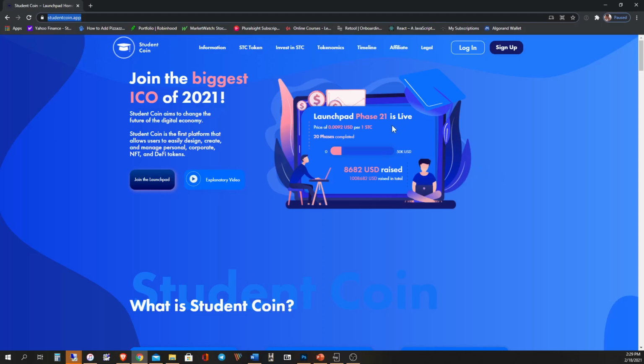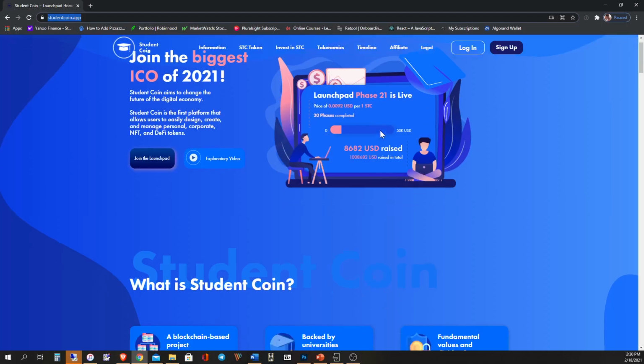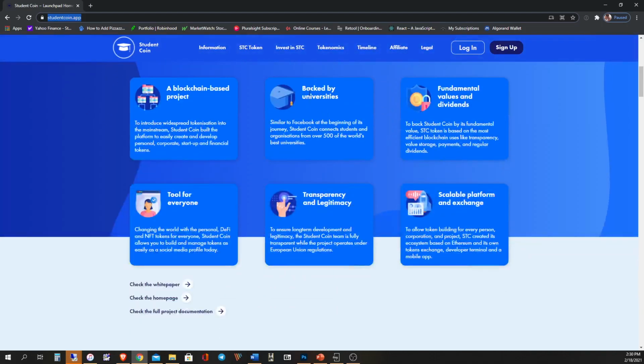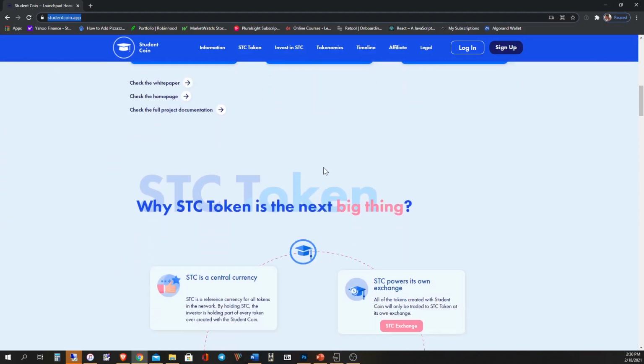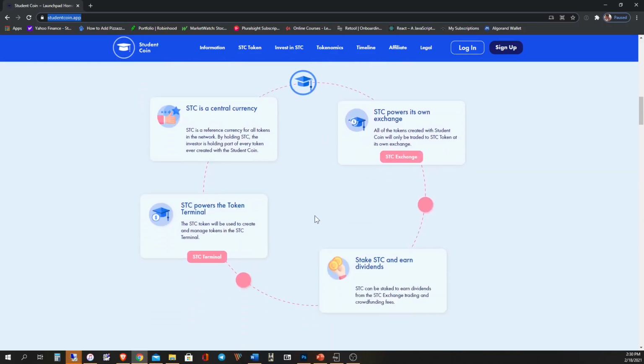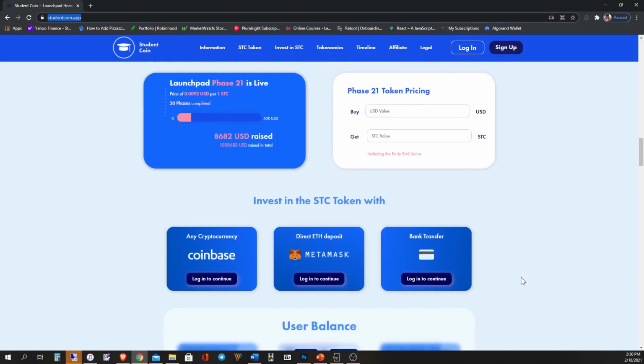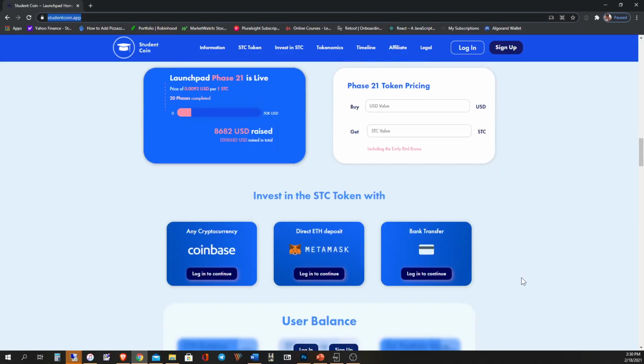This actually went up 21 phases all within a matter of a week and a half. So it's really blowing up. It's going to be backed by universities. It's already backed by Harvard, I believe that it says. It will be really amazing, and you get to stake your STC and earn dividends on it. And this is the initial coin offering, so it's not going to happen very much. You're not going to get it for this cheap. I mean, it was already way cheaper than this.